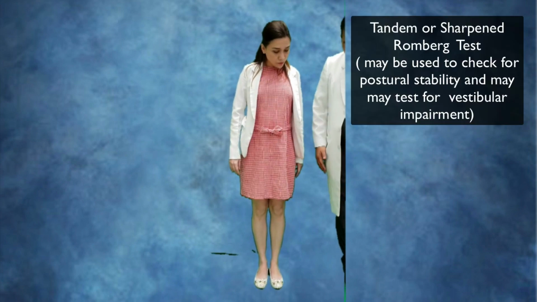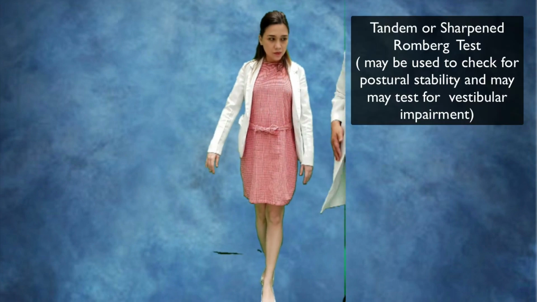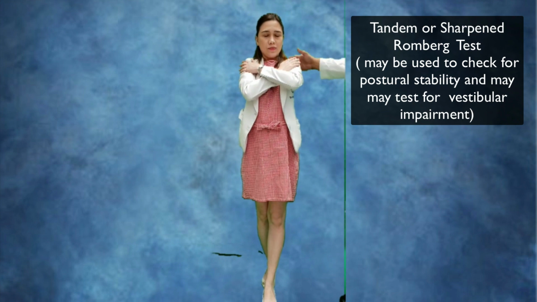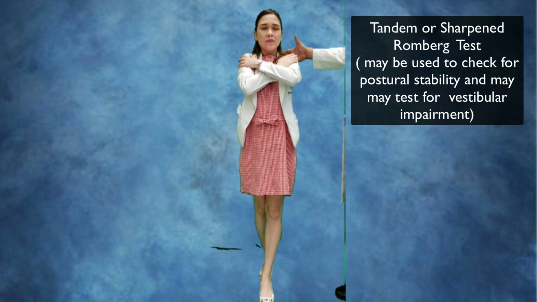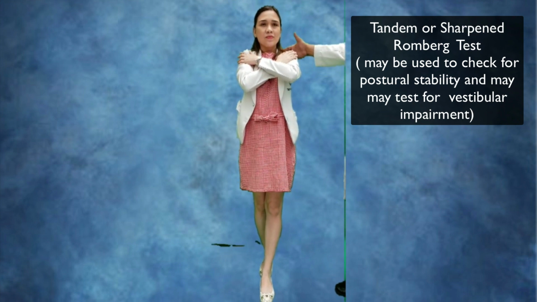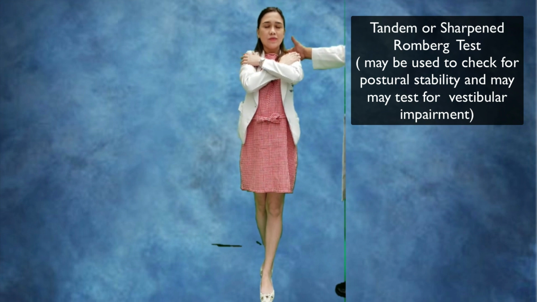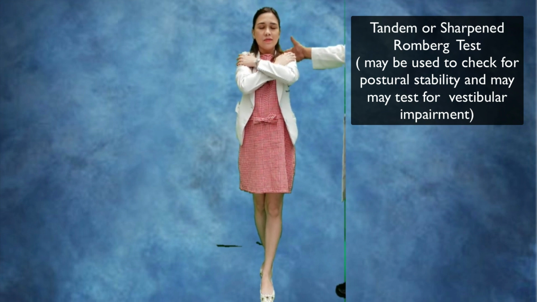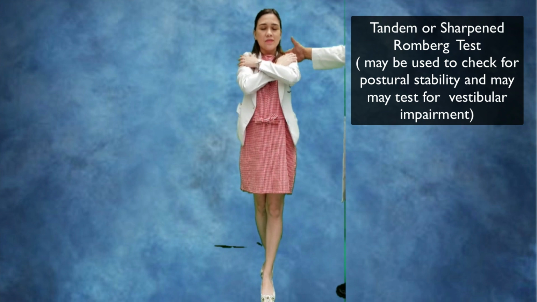In the sharpened or tandem Romberg test, the patient is asked to place her feet in a heel-to-toe position with one foot directly in front of the other. If there is much swaying or a fall, this may suggest a vestibular impairment.